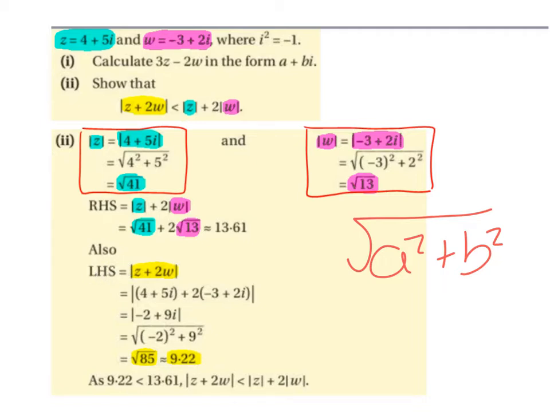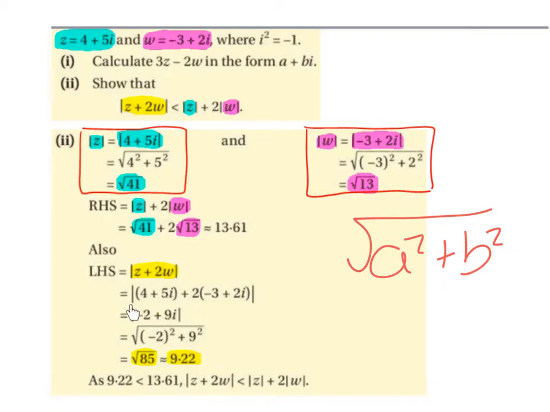Now the left hand side is the modulus of z plus 2w. So z is 4 plus 5i, w is minus 3 plus 2i, and we have a 2 stuck in front because we have to multiply it by 2. So we're going to work out what's inside the modulus symbol and then apply the modulus formula. So 4 plus 2 times minus 3, which is minus 6, so 4 minus 6 is minus 2. And then 5 plus 2 times 2, which is 4, so 5 plus 4 is 9i.